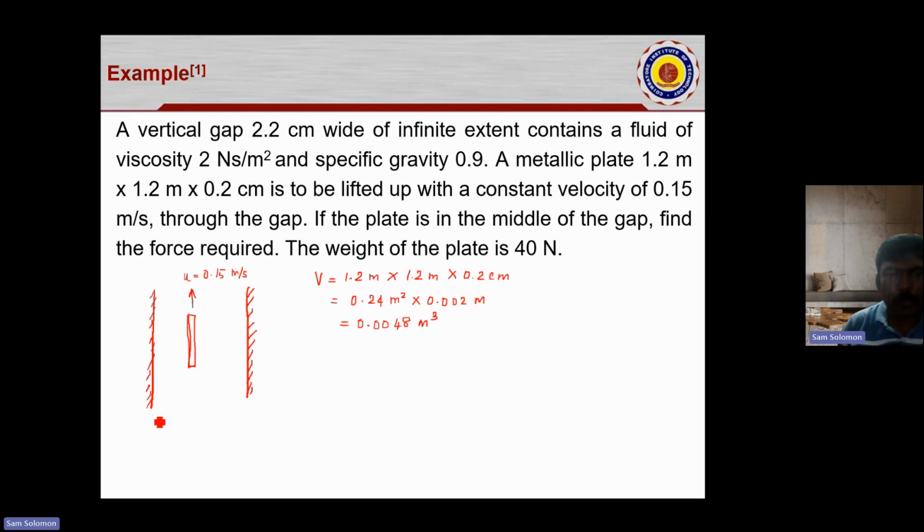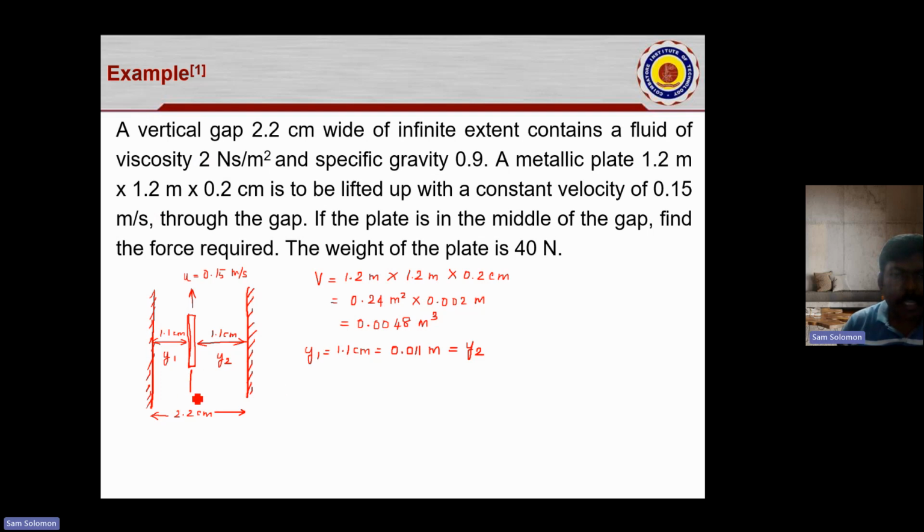The gap between the plates is given as 2.2 centimeters. And this plate is exactly in the center, which means this distance is going to be 1.1 centimeter, and this distance is going to be another 1.1 centimeter. So if we call these Y1 and Y2, Y1 is 1.1 centimeter, which is 0.011 meter, which is the same as Y2.